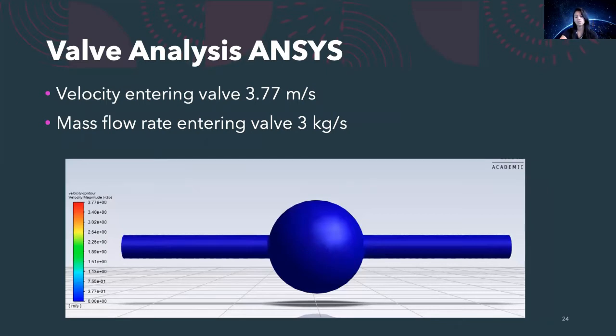The analysis used on ANSYS was approximately the velocity entering and leaving the system at about 3.77 meters per second, and the flow rate being about 3 kilograms per second. Here we see a simplified version of it in order to understand a little bit more about fluid regions and volumes using ANSYS. Due to the complexity and geometry of the valve, it was a bit hard to perform the right analysis using ANSYS, but it yielded the results that we wanted. However, again, the valve itself is a simplified version.